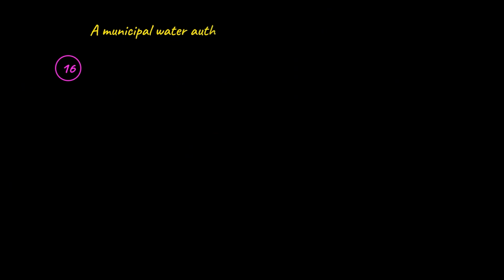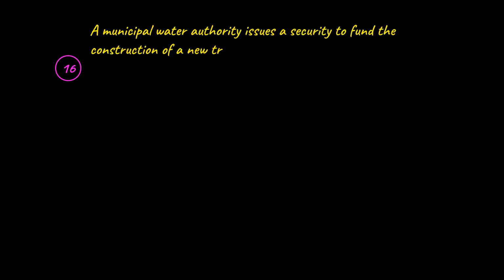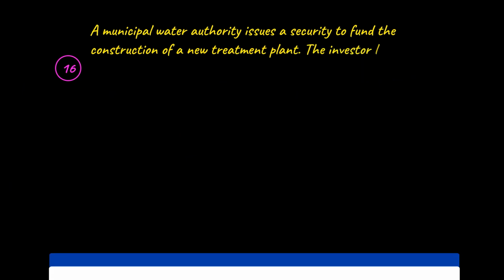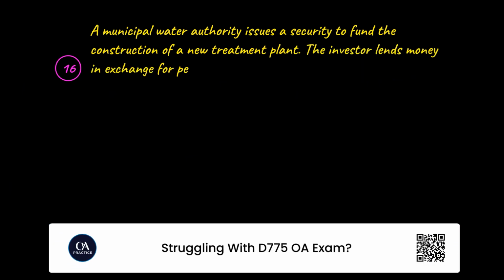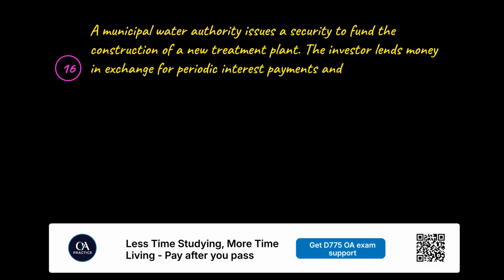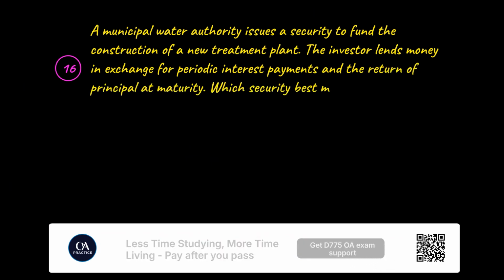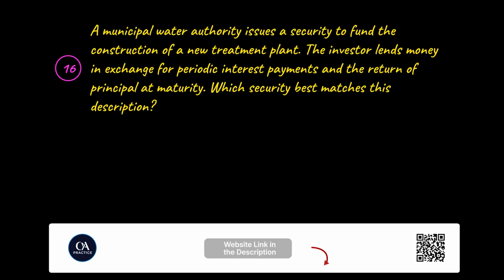Question 16. A municipal water authority issues a security to fund the construction of a new treatment plant. The investor lends money in exchange for periodic interest payments and the return of principal at maturity. Which security best matches this description?